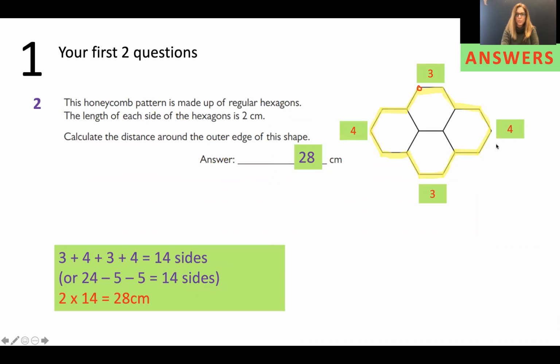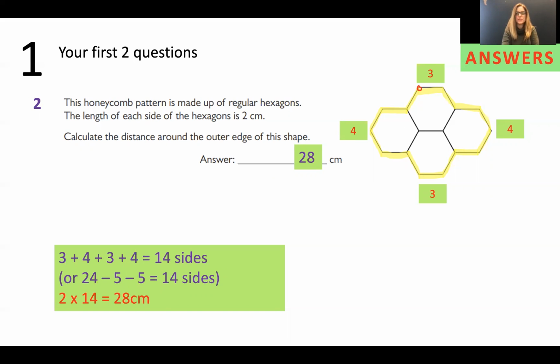Okay, so we have 6 hexagons. We can just count round 1, 2, 3, 4, 5, 6, 7, keep going, and you'll see there are 14 sides. Alternatively, we can look at this hexagon and see there are 3 here, and 3 here, so that's 6, and 4 here, and 4 here. So we've got 6 here, plus 2 lots of 4 is 8. That gives us our 14 sides.